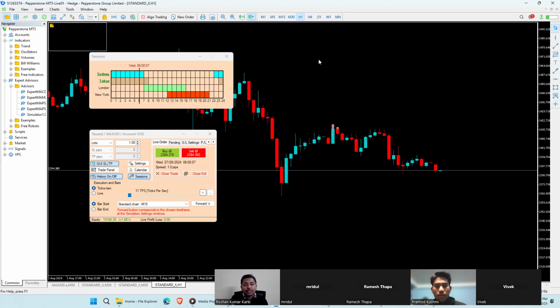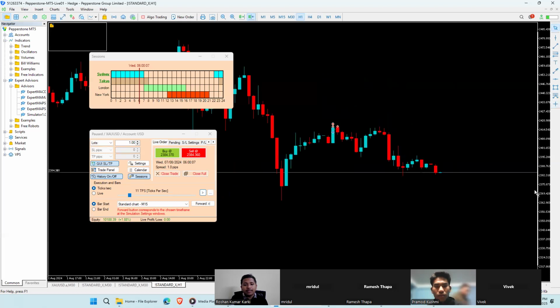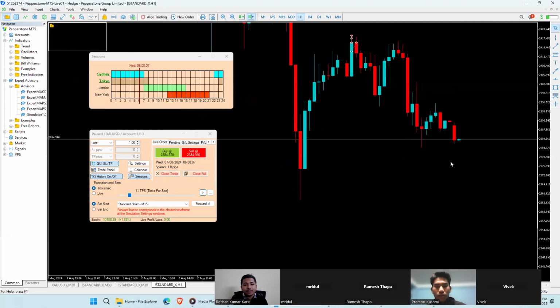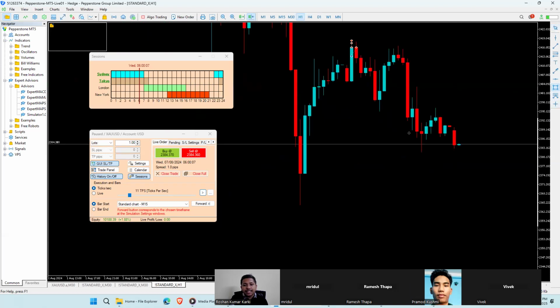So let's go through the 1 hour time frame. On the 1 hour time frame, it has created a support at this point, and the current candle breaking and closing below this support means it's a valid breakdown.